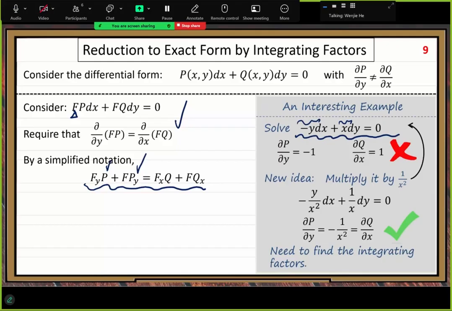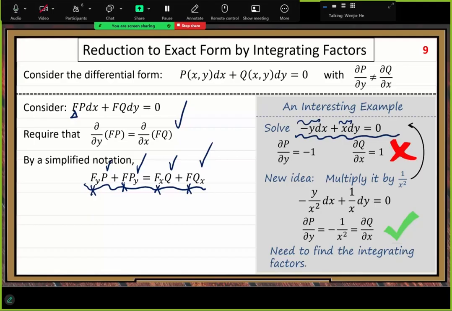P sub y is known, right? Q is known. Q sub y is unknown. And any function related to f is unknown. So f is unknown, f sub y unknown, f sub x unknown.